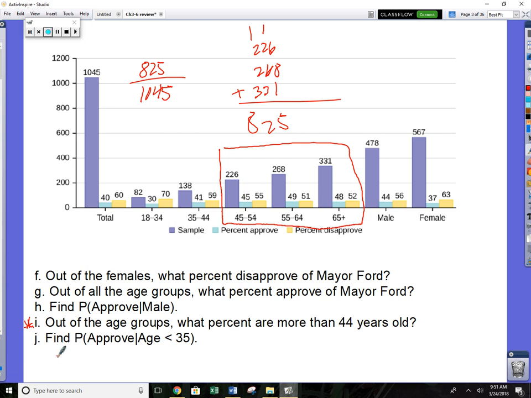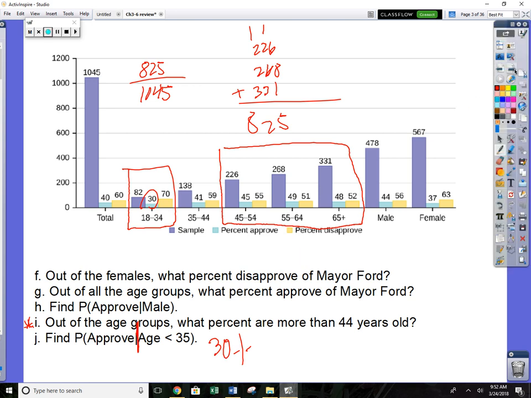And J, find the chances of you randomly bumping into someone and they approve, given that their age is less than 35. So the age is less than 35. That is going to be this subset right here. And the chances they approve, these 82 people, 30% approve. So 30% chance.